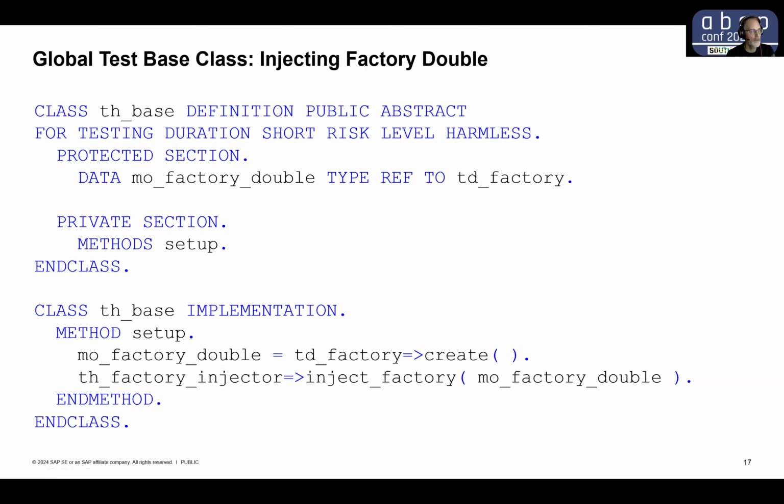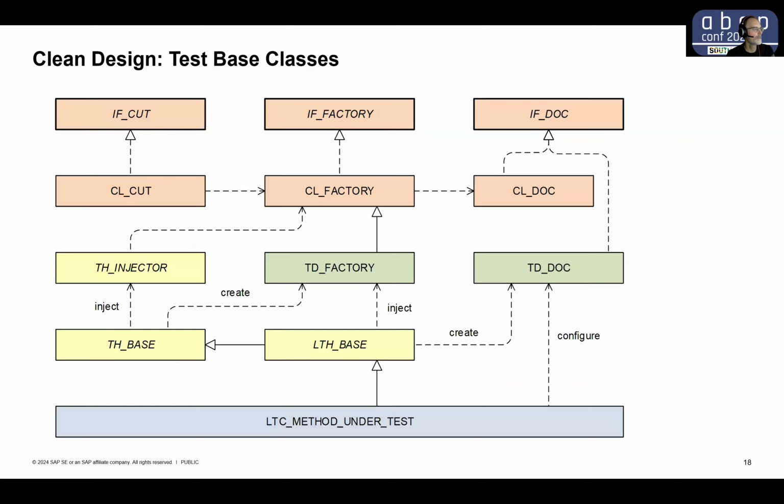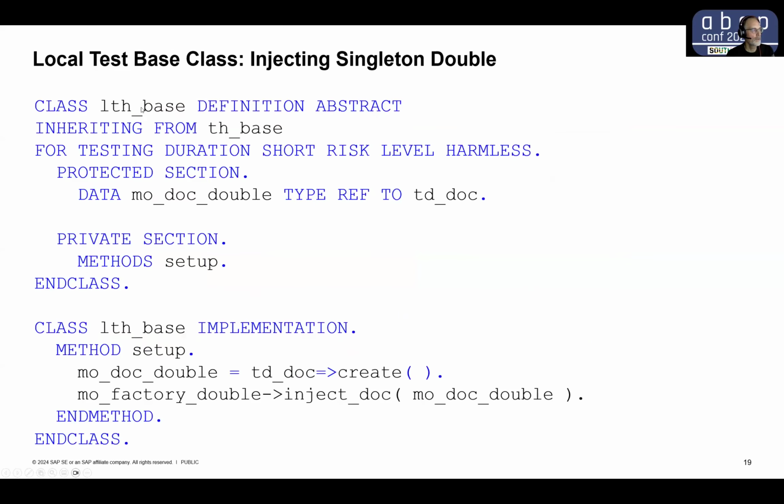What is left? Left is that the doc double hasn't been created yet and hasn't been configured yet. And this is now the responsibility of this local base class. So you see, we derive that one from the global one. So we have this factory double creation and injection mechanism already included. We don't have to repeat it. Actually, we don't even have to care about it any longer. This is also an aspect of simplicity now.